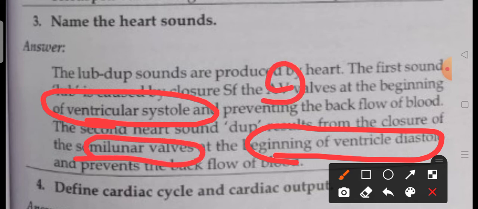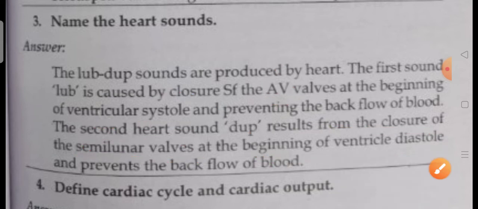It's clear? The first sound is heard by the closure of the atrioventricular valves at the beginning of ventricular systole. When closed, they automatically prevent the backflow of blood. Whereas the dub is the closure of not the AV valves but the SV, the semilunar valves. When the semilunar valves close, we can hear the sound of the dub. It is the beginning of ventricular diastole, and it prevents the backflow of blood. These are the sounds of the heart.